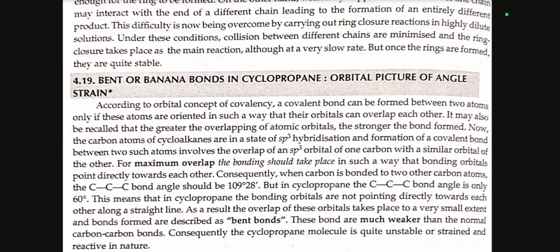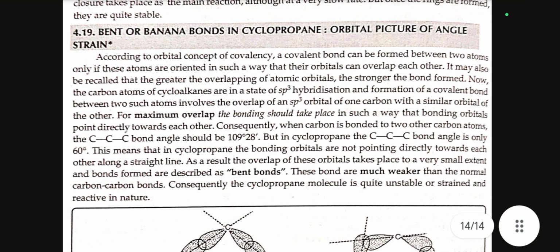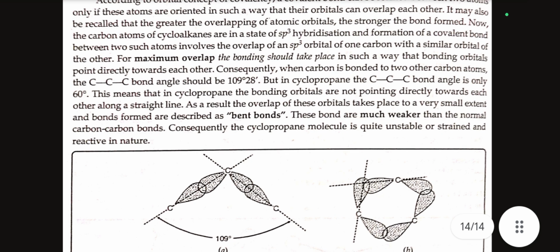Consequently, when carbon is bonded to two carbon atoms, the C-C-C bond angle should be 109 degrees 28 minutes, but in cyclopropane the carbon bond angle is only 60 degrees. This means that in cyclopropane the bonding orbitals are not pointed directly towards each other along a straight line. As a result, the overlap of these orbitals takes place to a very small extent, and the bonds formed are described as bent bonds. These bonds are much weaker than the normal carbon bond. Consequently, the cyclopropane molecule is quite unstable or strained and reactive in nature.